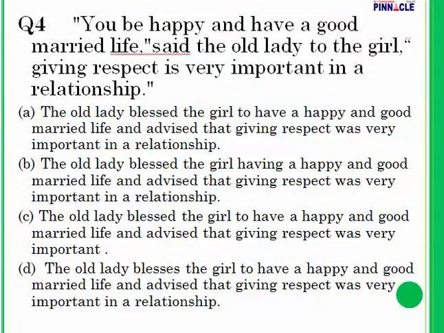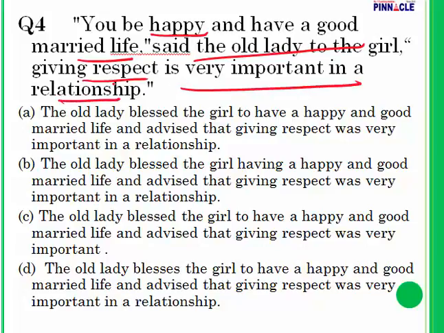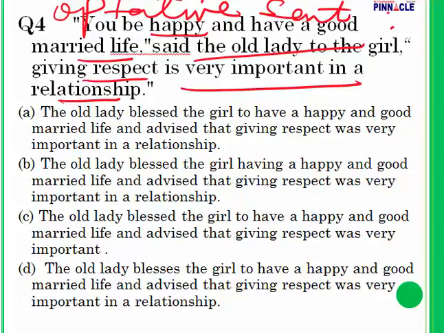Question number 4. You be happy and have a good married life, said the old lady to the girl. Giving respect is very important in a relationship. Now, if you look at the test series that have been designed by Pinnacle, we have tried to cover a variety of questions for you. Question number 3 was an imperative sentence. Question number 2 was an exclamatory. Now, this is an optative sentence. I hope you understand why we are doing the tier 2 test series before tier 1, so that nothing is left out. Everything is covered for you. You have to score well, do well, and clear the exam.